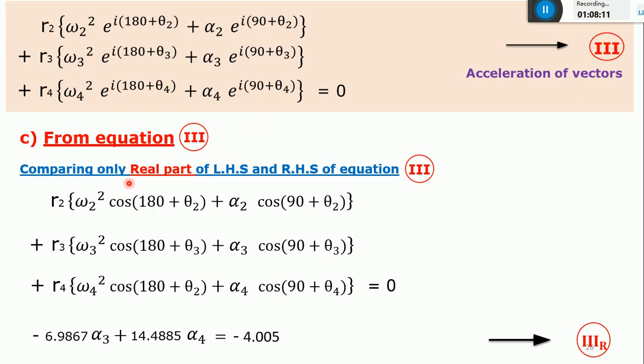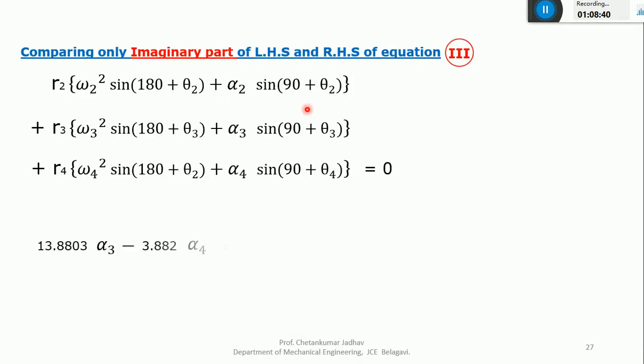In a similar manner, again consider the same equation, equation number 3. Instead of comparing the real part of LHS and RHS, just compare the imaginary part. It means instead of cos, you need to substitute sine. Just write the same equation, just replace the cos with sine, and you'll get the answer by comparing the imaginary part of equation 3. Okay. So in the next slide, I'll compare the imaginary part of this equation.